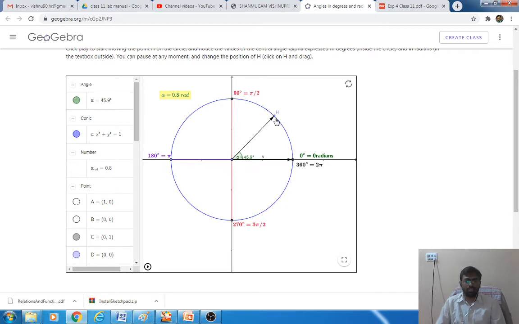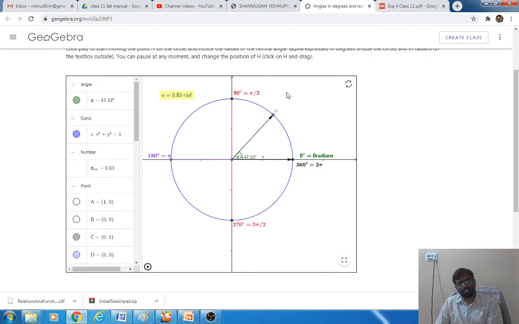but you should mention the value of the angle. So if you drag this, the alpha value will change in terms of degree, and the radian also will vary accordingly. As you can see, in this particular area, the radians are also getting changed with respect to the angle it forms. Okay, so this platform is used for that.